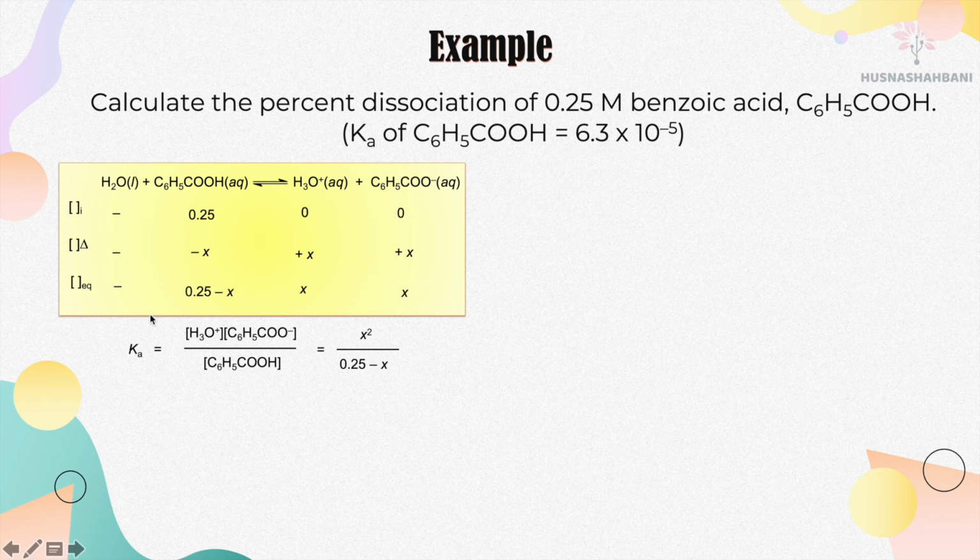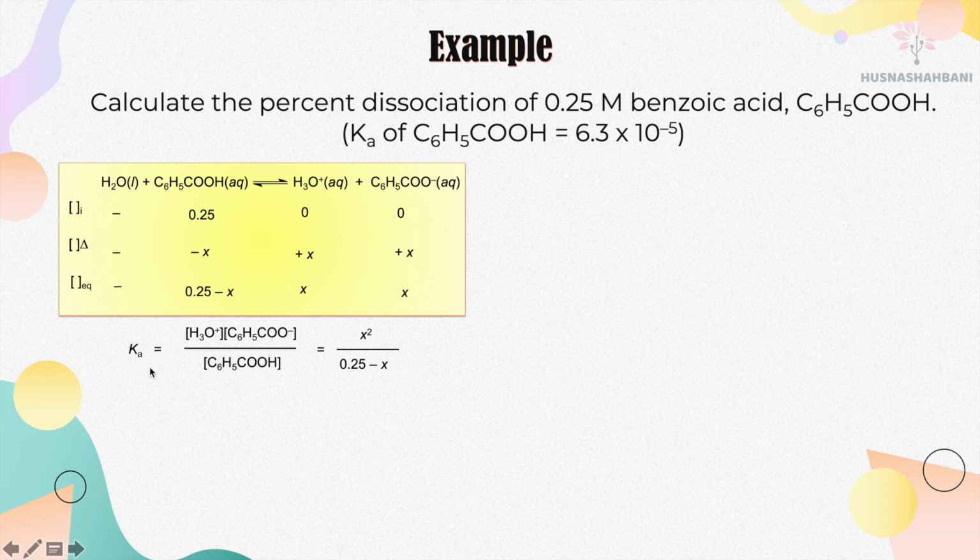So now we have at equilibrium 0.25 minus x. The change in concentration is negative x because it is 1 mole, and plus x for the products, because 1 mole. Initially, there is no concentration of the product. So at equilibrium, benzoic acid concentration is 0.25 minus x, H3O+ concentration is x, and C6H5COO- concentration is x.